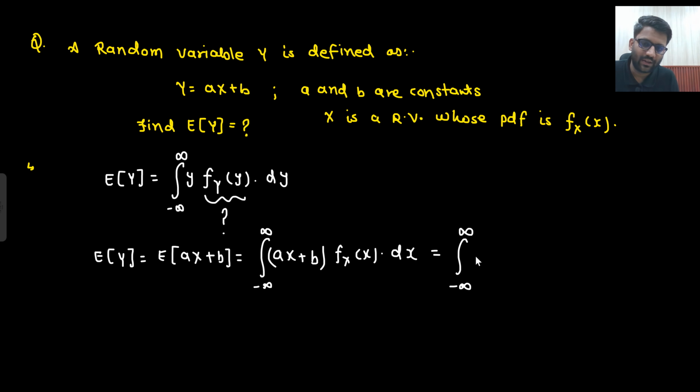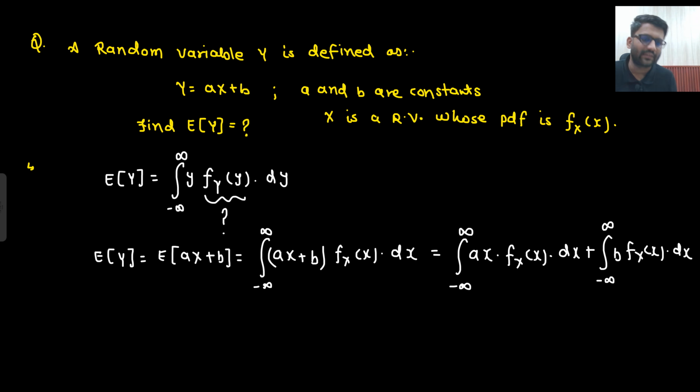Minus infinity to infinity ax dot fx dx plus minus infinity to infinity b fx dot dx. Say yes or no. So here you can take a as common. What I have done, I have taken a as common. Basically I am taking a outside because a is a constant, no? A and b are constants. So a I am taking outside.